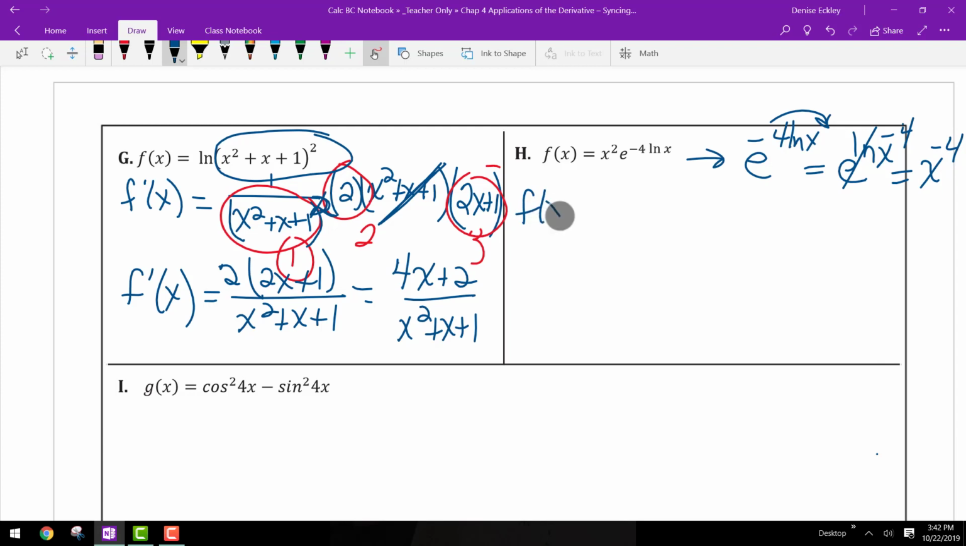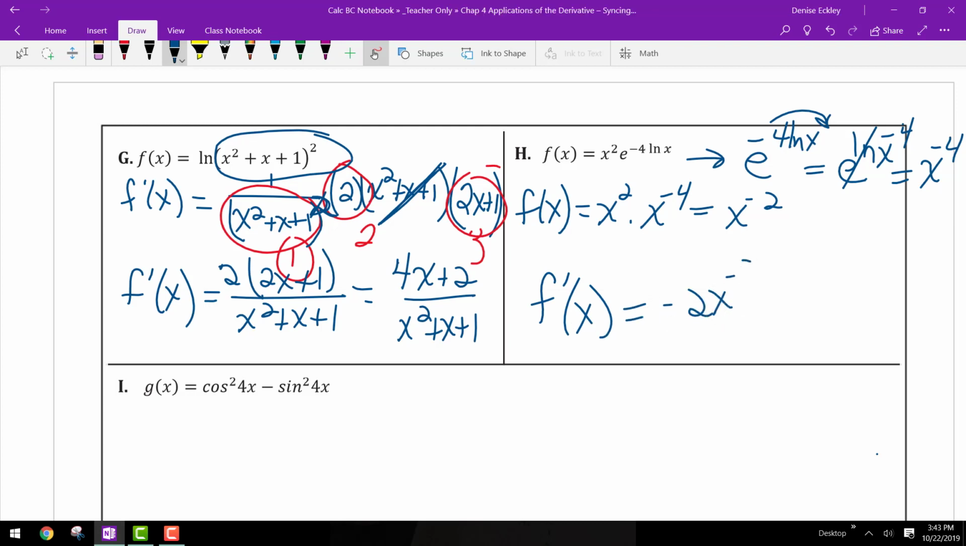So our function then becomes x squared times x to the negative 4, which is really x to the negative 2. Now I'd much rather take the derivative of that than that product rule chain rule. So then our derivative becomes negative 2 times x to the negative 3, which is negative 2 over x to the third. That would have been a lot more difficult to simplify and do had we used the chain rule. So always think about that before you do it.